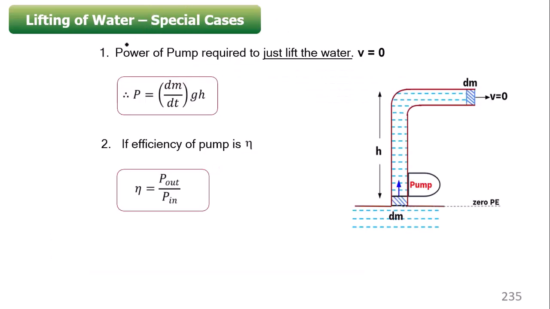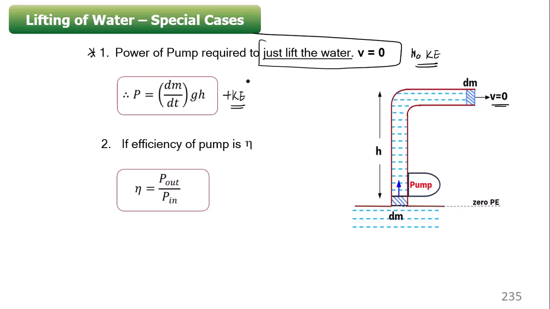So now you are asked to calculate the power of a pump required to just lift the water. Just lift the water means that you don't have to impart any kind of kinetic energy. So water is coming out with zero speed almost. So I am saying that no kinetic energy. So if no kinetic energy is being imparted on the water, then I should say the power is equal to only mgh quantity. So that is dm/dt into gh. If I say for this equation, the kinetic energy is the extra part that has to be added with this.